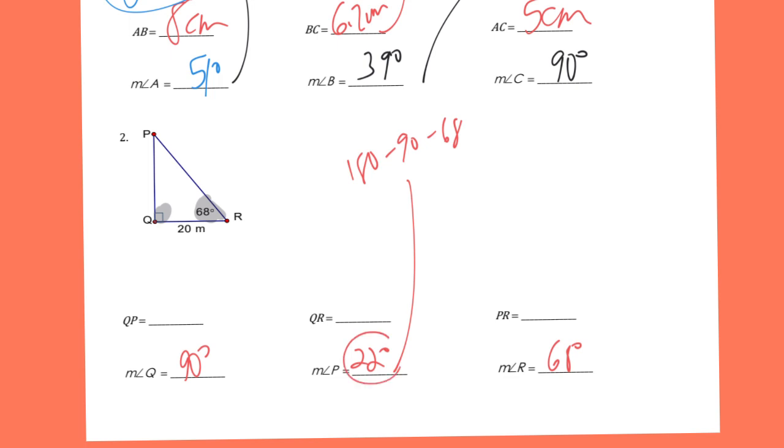Okay, so you always find the third. Okay, so if you know two angles, find the third angle. If you know two sides, find the third side.